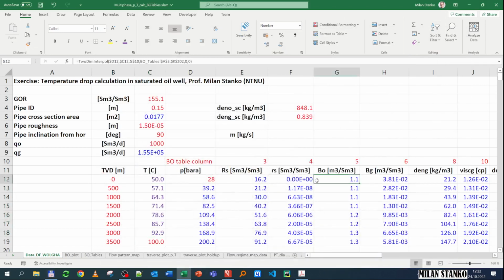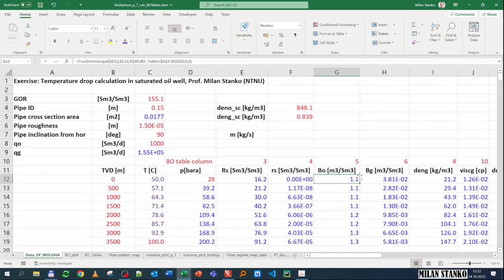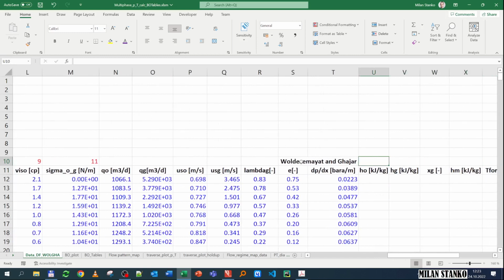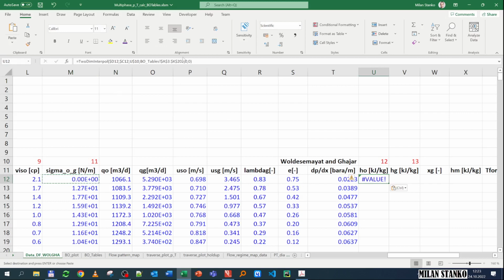So for that, let's calculate first the enthalpy. Enthalpy is in this table here, and it's in column 1, 2, 3, 4, 5, 6, 7, 8, 9, 10, 11, 12, 13. Okay, 12 and 13. So remember last time we put here the number of the column. So with this one, H oil and H gas should be in 12 and 13. And we can probably just copy this expression and paste it here.